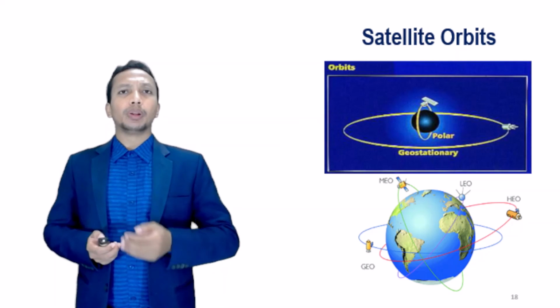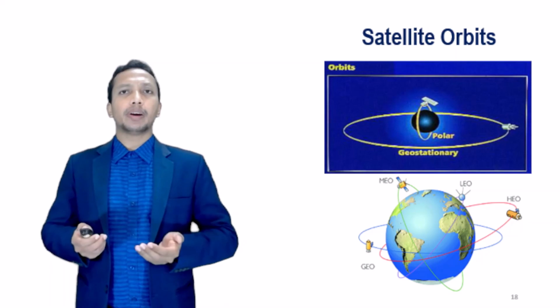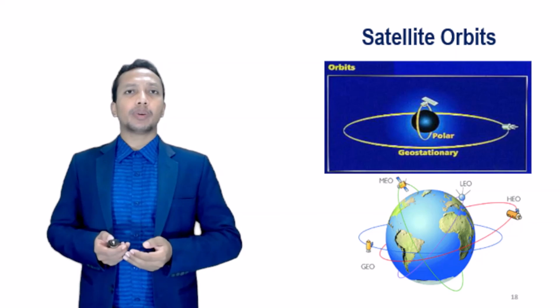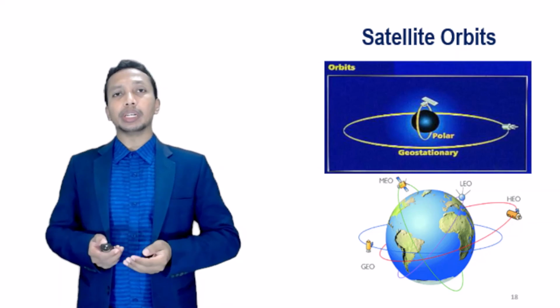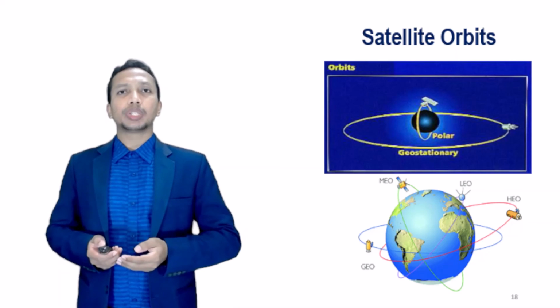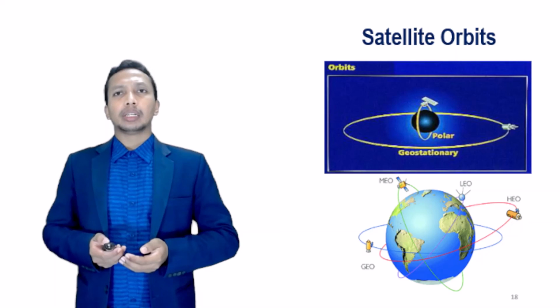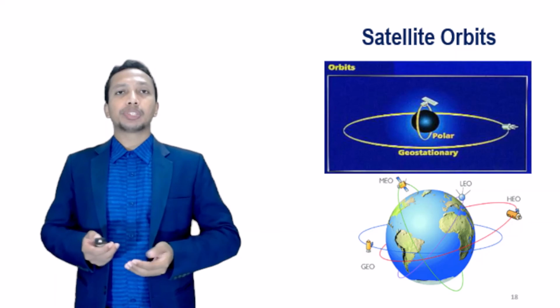The path followed by a satellite is referred to as its orbit. Satellites can be categorized as geostationary or near polar based on their orbits and altitude. That means height above Earth's surface.